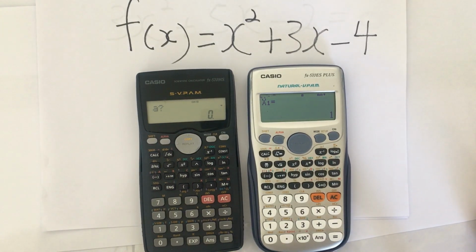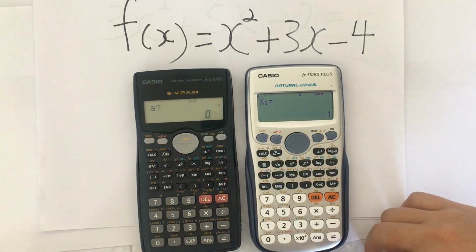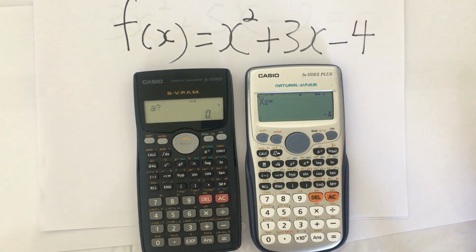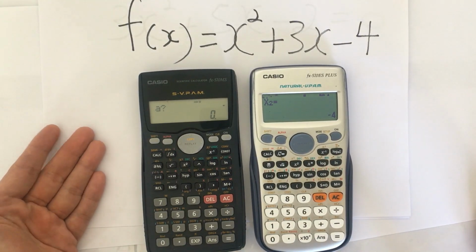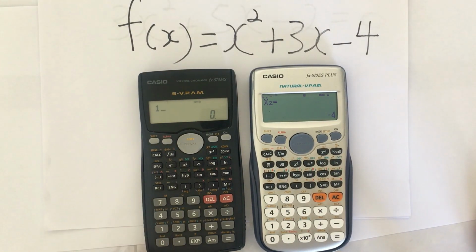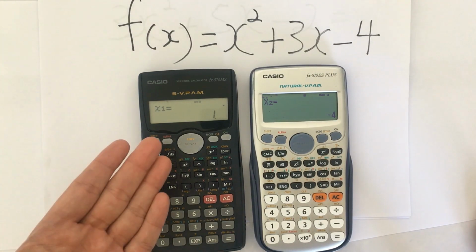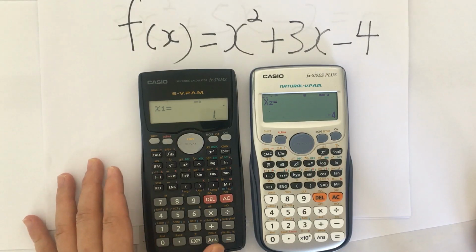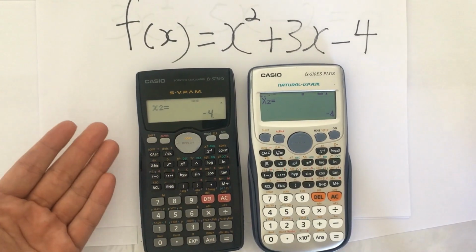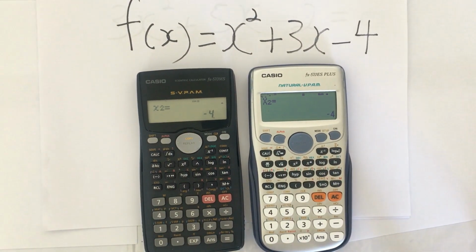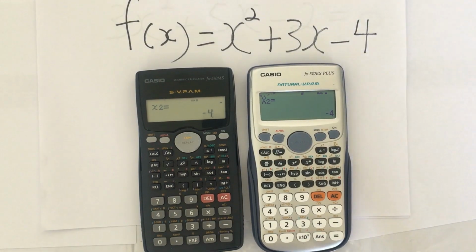The first root is x1 equals 1, followed by x2 equals negative 4. 1 and negative 4 is the answer. If you're using the MS, you just have to put in 1 for a, equal sign, 3 for b, equal sign, negative 4 for c, equal sign. Same thing, you have 1 and also, with another equal sign, negative 4. You can compare, both will give you the same answer. So this quadratic function has 2 roots, which are 1 and negative 4.